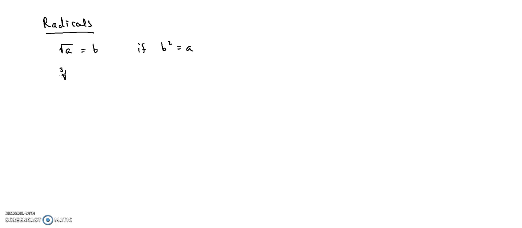We could have a cube root. Let's say the cube root of c is equal to d if d cubed is equal to c, and so on. We could have the fourth root of g is equal to f if f to the fourth is equal to g, and so on. Okay, so for square roots, you're looking for 2 factors. For cube roots, you're looking for 3 factors. And for fourth roots, you're looking for 4 factors, and so on.